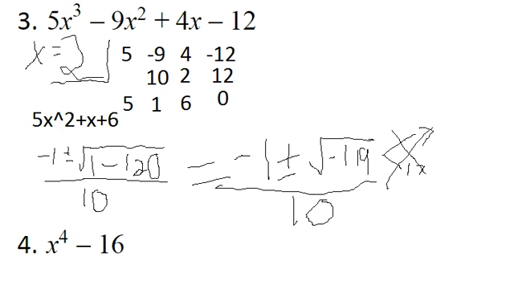So all I have to do is take out this negative. I know the square root of a negative is i, so my answer here is going to be negative 1 plus or minus i root 119 all over 10. It's so pretty. And my other answer is 2. So my three roots are 2, negative 1 plus i root 119 all over 10, and negative 1 minus i root 119 over 10. Cool.